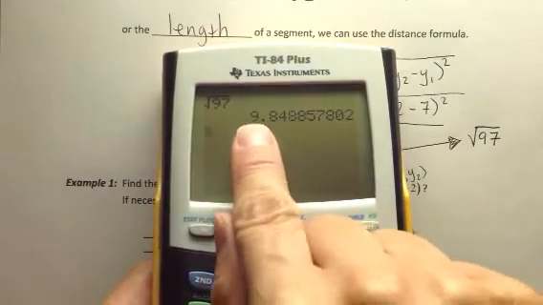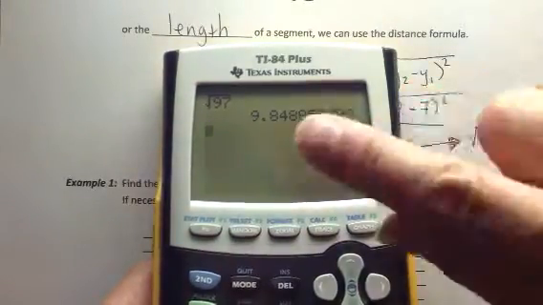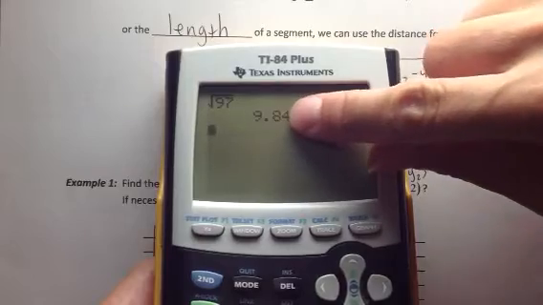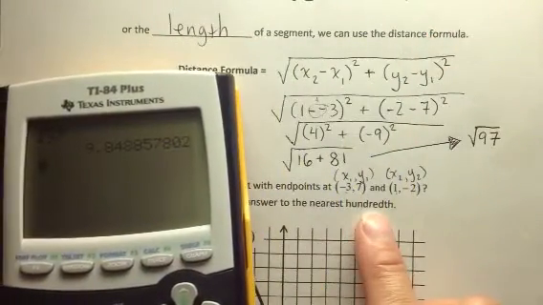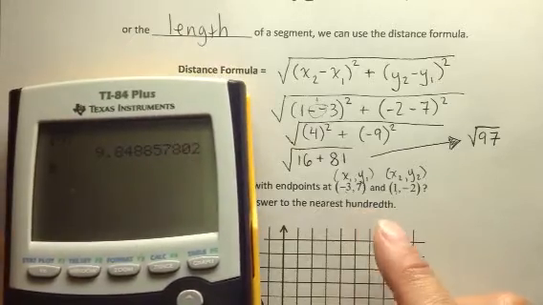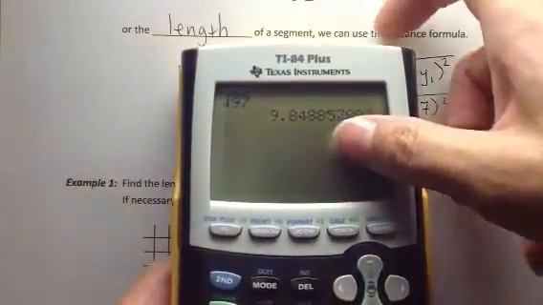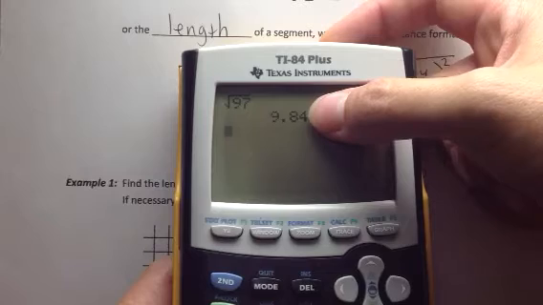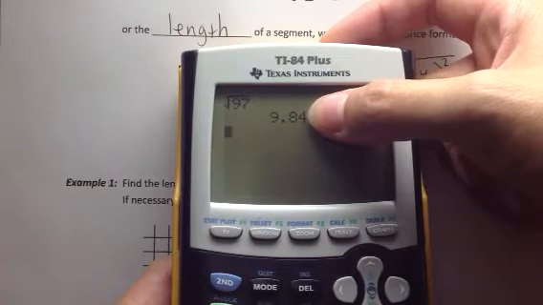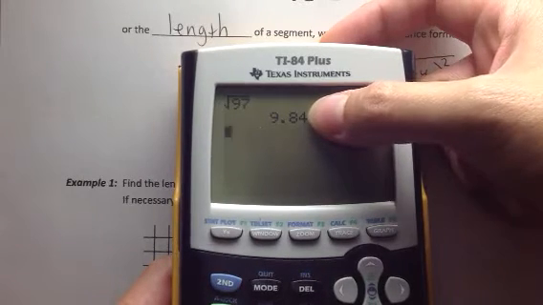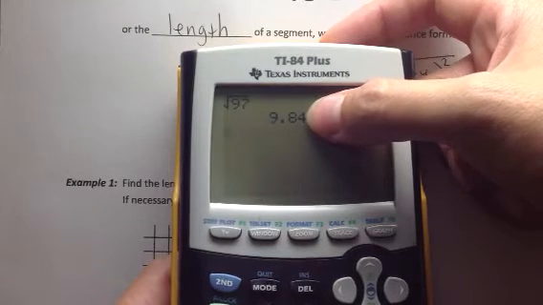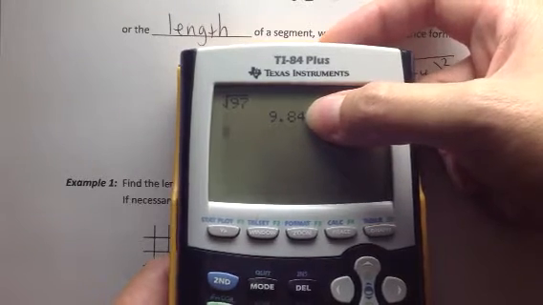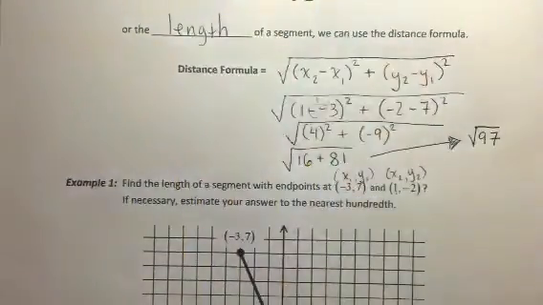Pretty darn close. If I go to the nearest tenth actually, the 4 would leave it at 8, but my directions said the nearest hundredth. That's the second decimal place, so I'm going to go 2 decimal places. Now I don't just cut that off, so let's review that real quick. If I look at the next digit, it's an 8, so that means I'm going to round up to 85 hundredths, so 9.85.